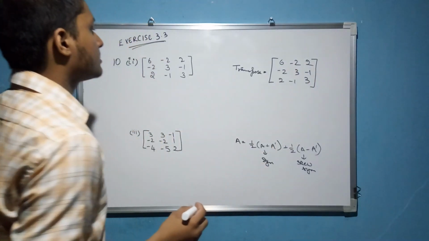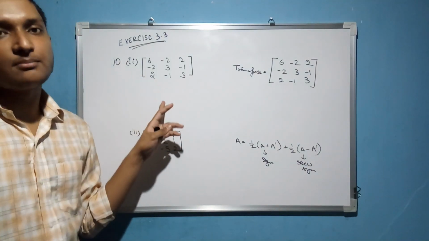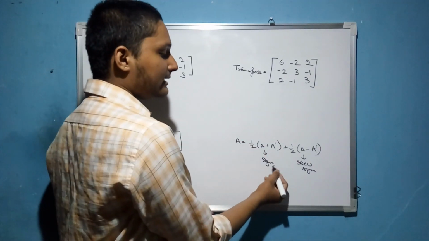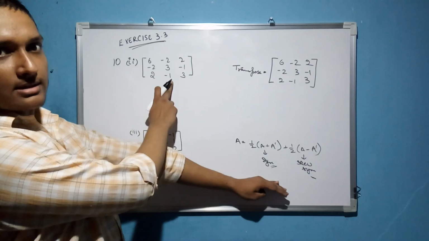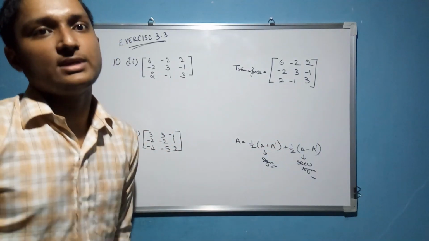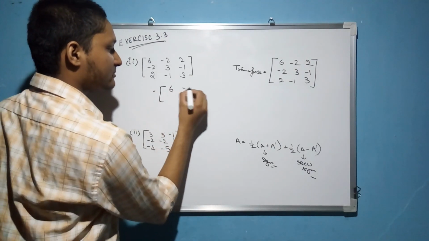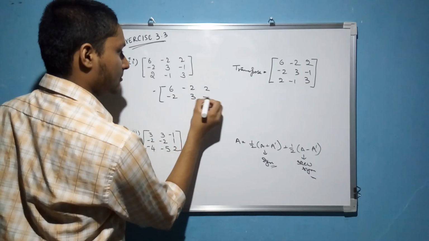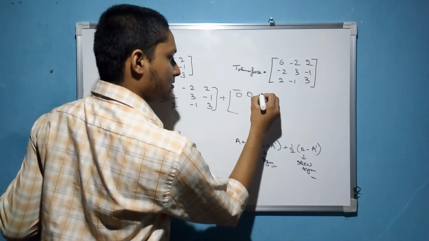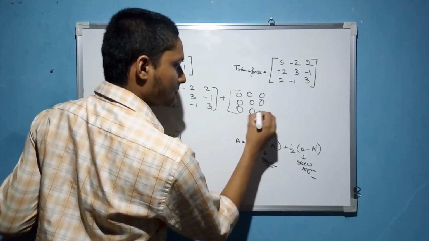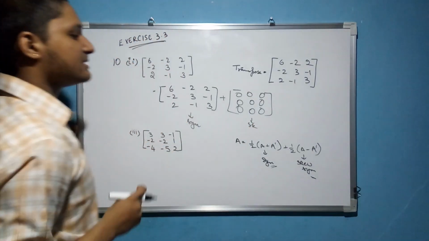Minus 2, minus 2. So since A is equal to A transpose, that means that this is a symmetric matrix. So if you have to write it as the sum of a symmetric as well as a skew symmetric, you have this directly as a symmetric matrix. Therefore the remaining thing is going to be 0. Therefore I can write this as equal to 6, minus 2, 2, minus 2, 3, minus 1, 2, minus 1, 3, plus the 0 matrix, that is 0, 0, 0, 0, 0, 0, and 0, 0, 0. This is the skew symmetric and this is the symmetric. Okay, this much I found out.